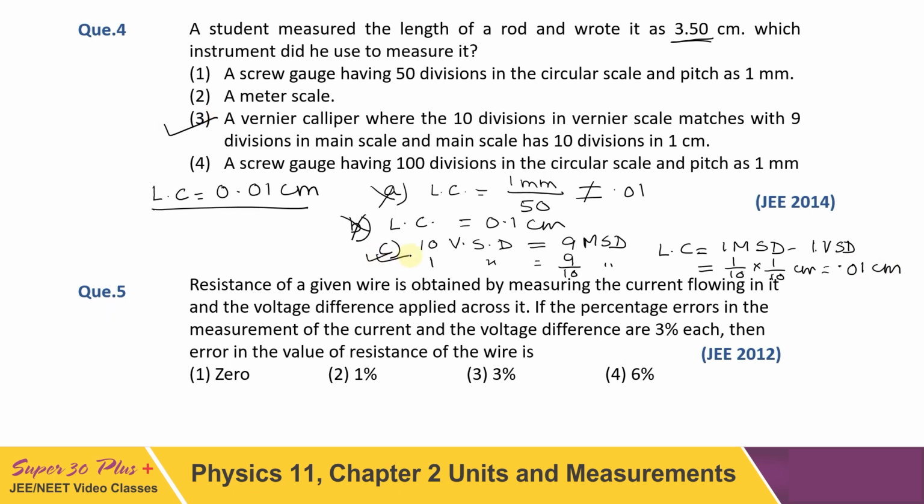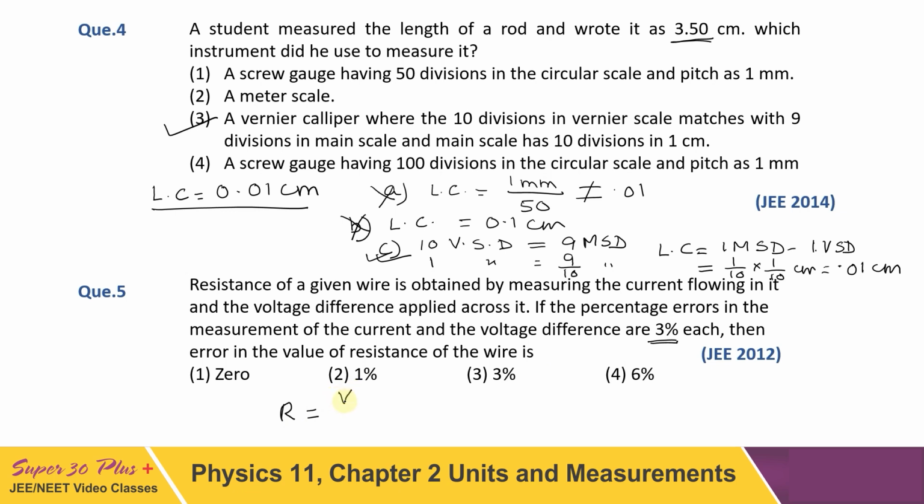Come to question number 5. Resistance of a given wire is obtained by measuring the current flowing in it and the voltage difference applied across it. We all know the formula. This is the very famous Ohm's formula, where R is written as V upon I. If the percentage errors in measurement of current and voltage difference are 3% each, then what is the error in the value of resistance of the wire? Now first write the famous Ohm's law.